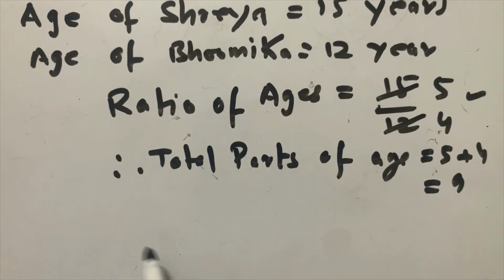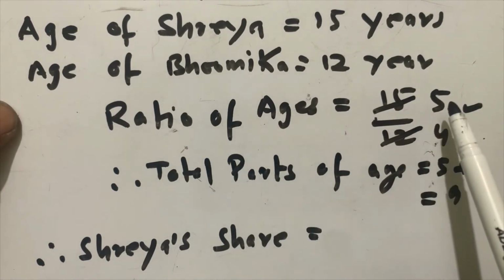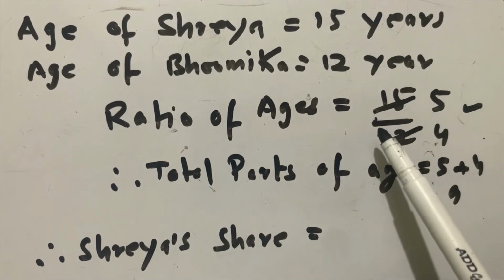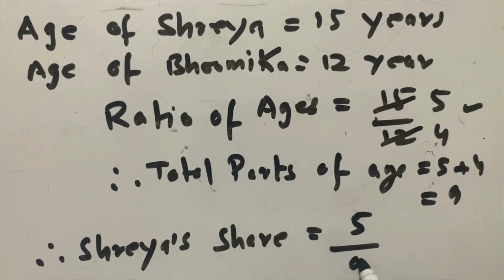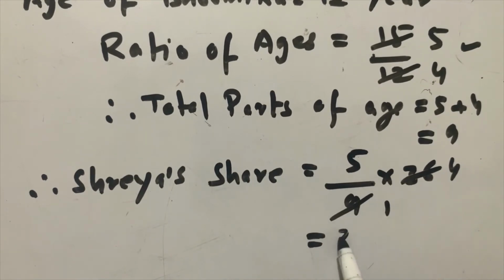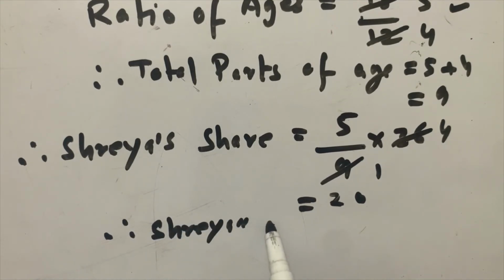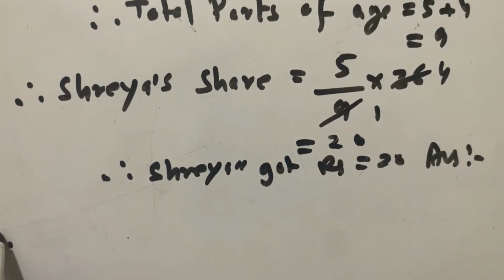Now Shreya's share. The total ratio is 5:4, which means 5 parts is the age of Shreya and 4 parts is Bhumika. So Shreya's share is 5 upon total parts 9, into ₹36. We will divide 36 with the total. 9 4s are 36, 5 4s are 20. Therefore, Shreya got ₹20. Answer done. And Bhumika.